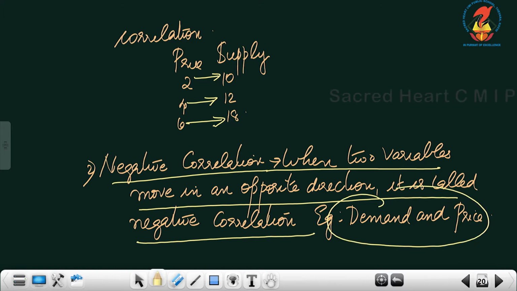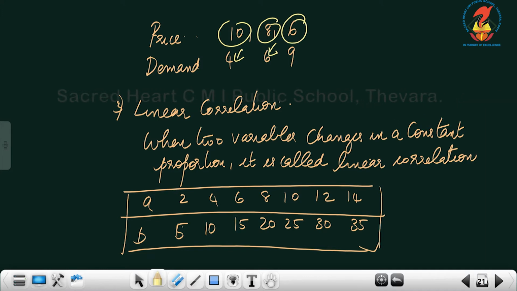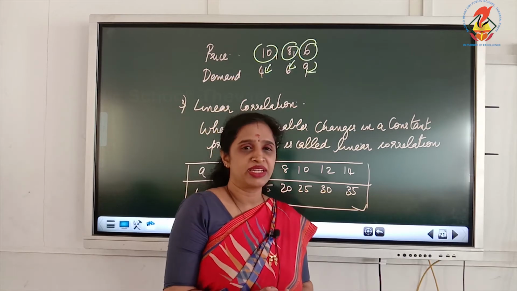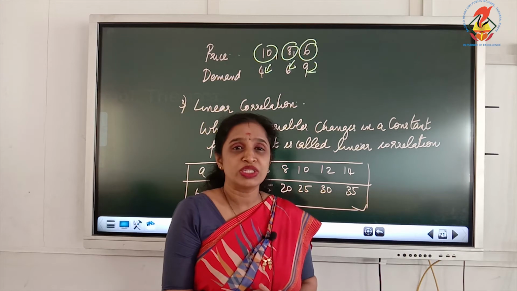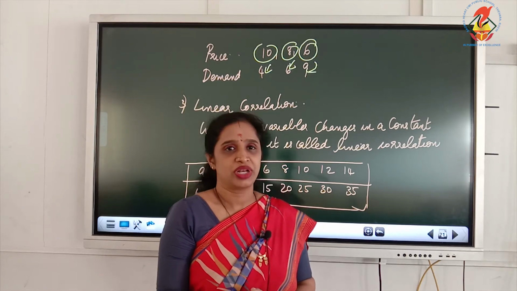Example, demand and price. When price is 10, demand is 4. When price is 8, demand has increased to 6. When price is again falling to 6, demand is increased to 9. So when the price falls, demand increases. Two variables move in an opposite direction. That is called negative correlation.